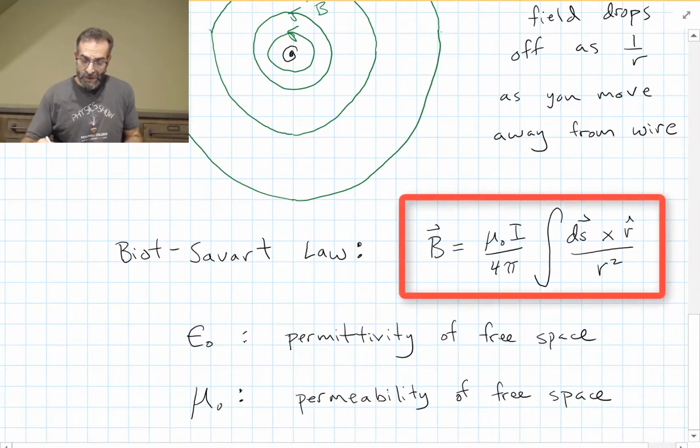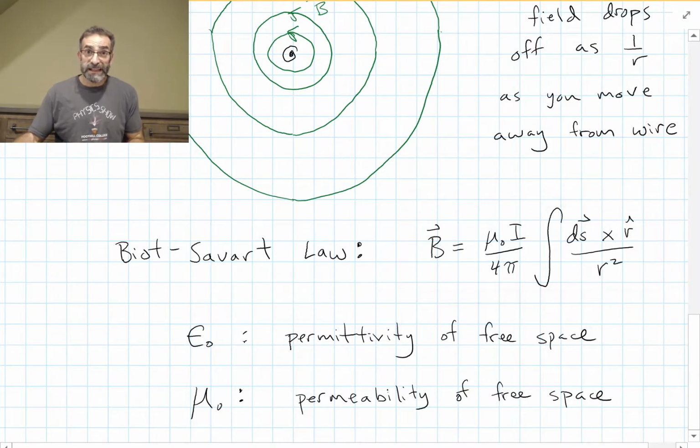So we have mu naught I over 4 pi times the integral of ds cross r hat over r squared. It looks a little intimidating at first, this equation, but it's not so bad. We'll learn to break it down and solve this for all kinds of current-carrying wire situations.